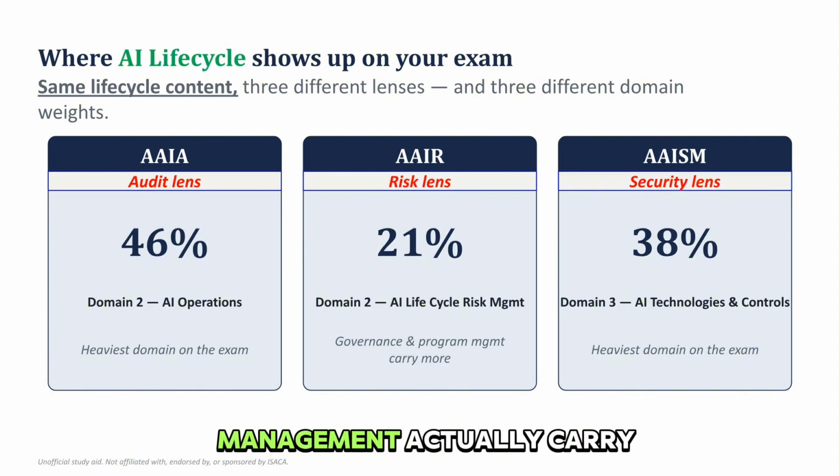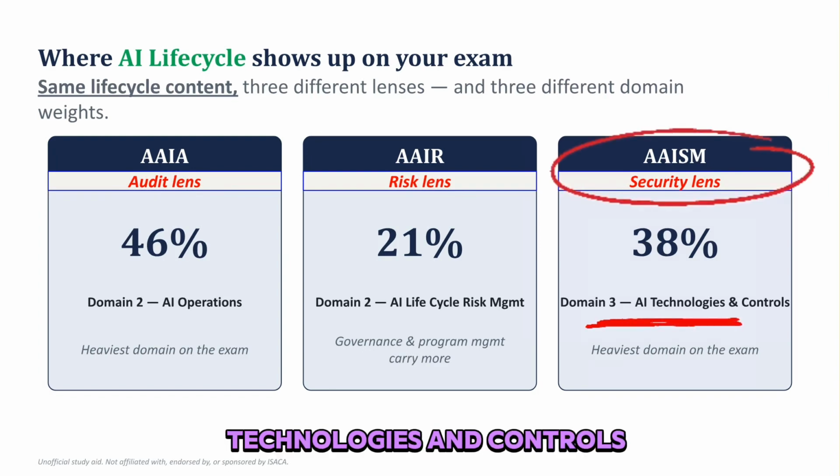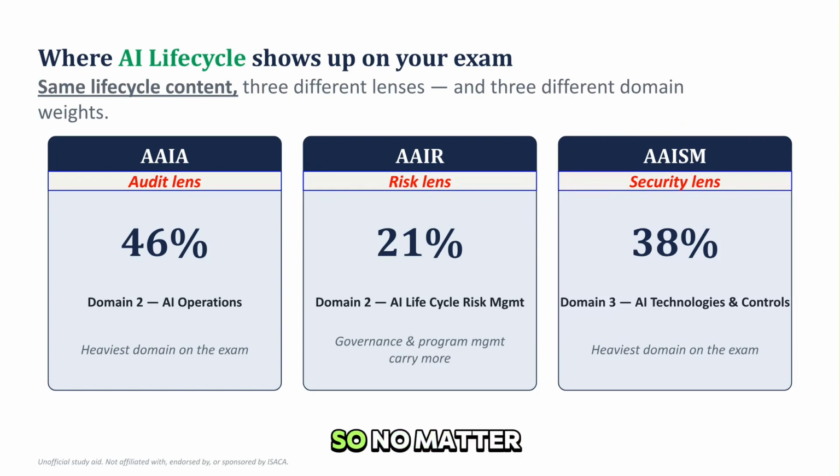Governance and program management actually carry more weight there. On AAISM, it lives inside Domain 3, AI Technologies and Controls, the Security and Management lens, also the heaviest domain at 38%. So no matter which exam you're sitting, if you don't know this life cycle cold, you're leaving points on the table. Let's fix that.